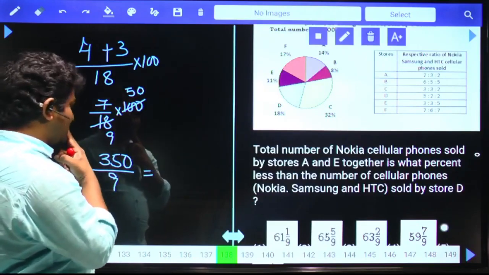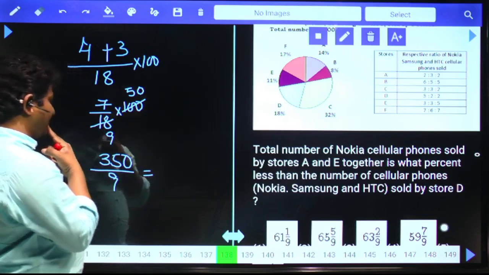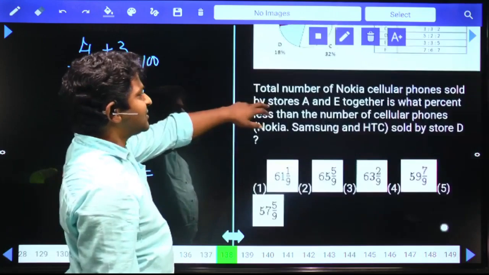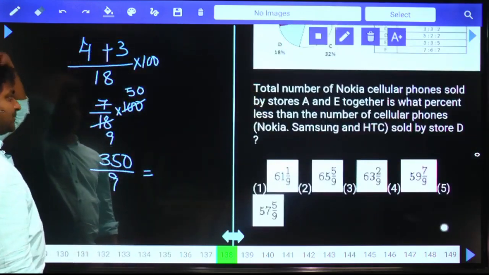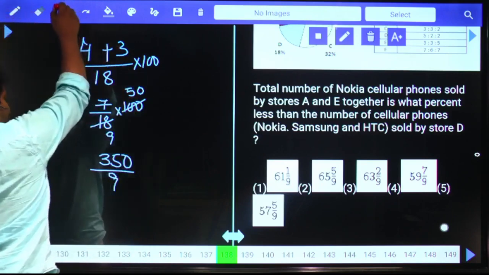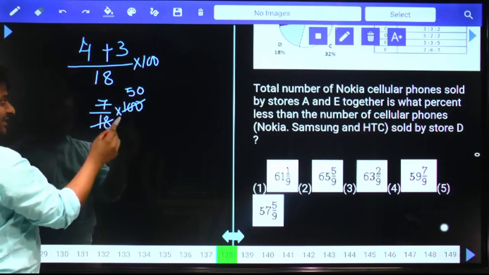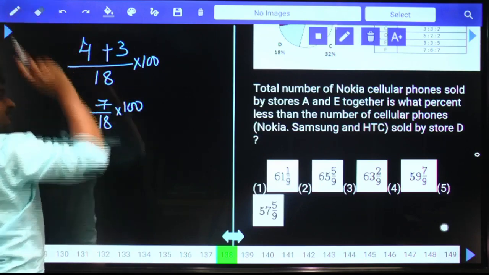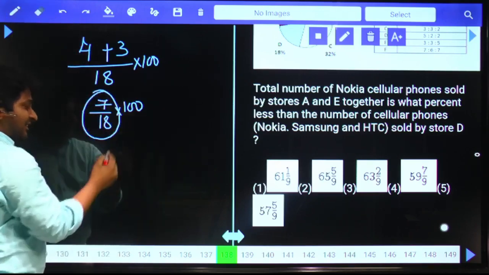What happened? How come it be 60%? Together is what percentage less? Yes. Mistaken here. As they said, what percentage less? If it becomes 7 by 18, how much less is it?